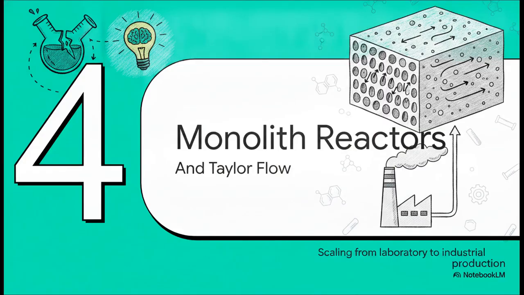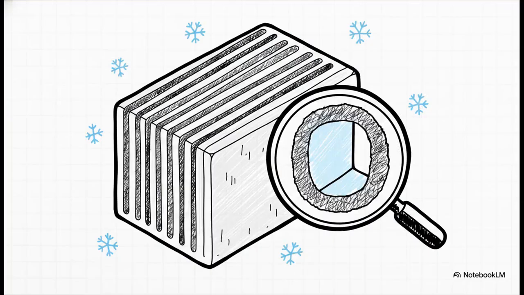Part 4. Monoliths and Taylor flow. To eliminate this separation disaster, engineers came up with some totally ingenious microstructural solutions. The first is the monolith reactor, which is brilliantly described as a frozen slurry reactor. Instead of a giant tank full of floating dust, a monolith is a single solid block, usually ceramic or metallic, that features a multitude of vertical, parallel channels.